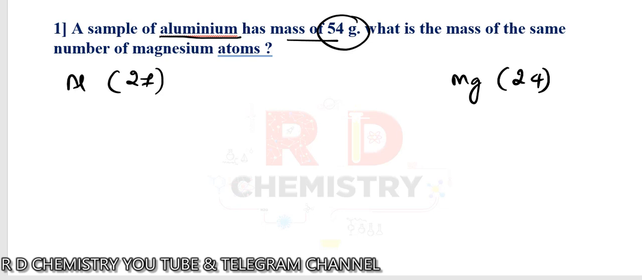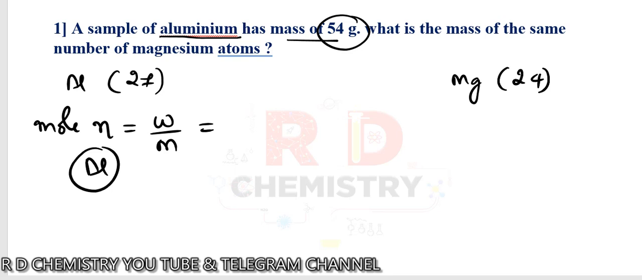We'll connect with the simple term called the mole. We'll calculate the number of moles here. How to calculate the number of moles? Given mass divided by molar mass. The given mass for aluminium is 54 grams divided by the molar mass 27. So 2 moles of aluminium atoms are present.